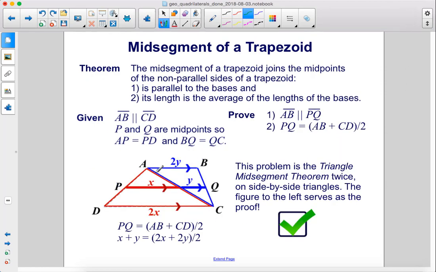Alright, so if we draw this diagonal through the trapezoid from this point to this point, we have the triangle midsegment theorem twice on side-by-side triangles. We have it once here and once here. The figure to the left serves as the proof.